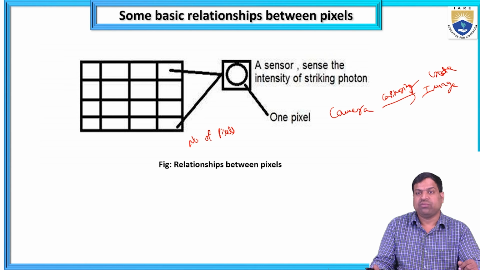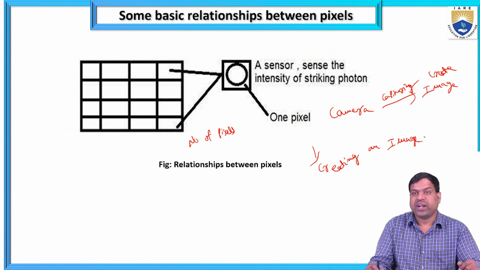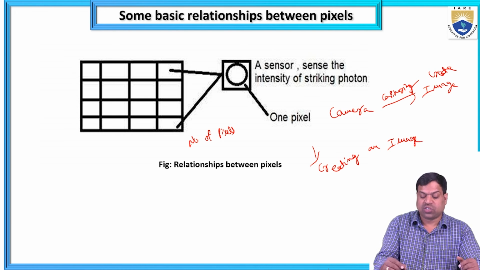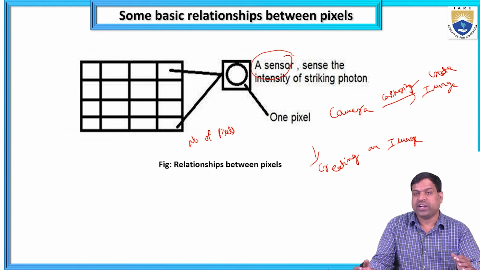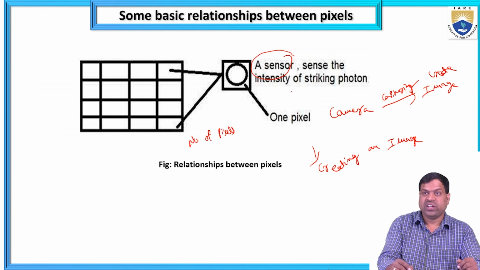Here is one example of creating an image. If I'm creating an image, the major requirement is a sensor. I want to capture one person or one item. Okay, I'm taking one person. The camera is the sensor, and it senses the intensity of the striking photons. One pixel corresponds to one sensor element. So after capturing the image from the camera, suppose one person is there.